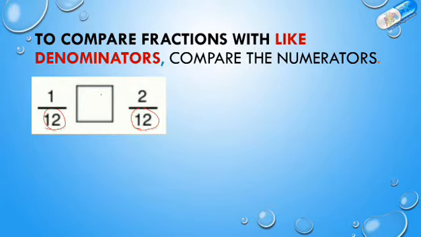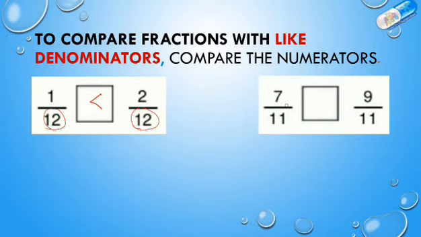1 and 2, of course, 2 is greater than 1. This means that 2 twelfths is greater than 1 twelfth. Another example, 7 over 11 and 9 over 11. Again, we have here the same denominator. So these fractions are like fractions, or fractions with like denominators. So we just compare the 7 with the 9. And of course 9 is greater, so this means that 9 over 11 is greater than 7 over 11.